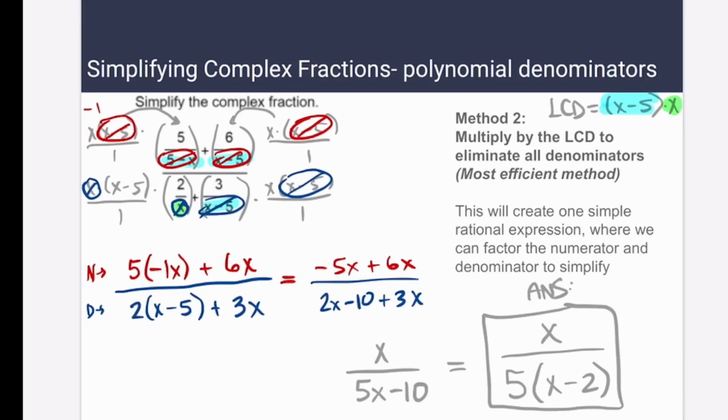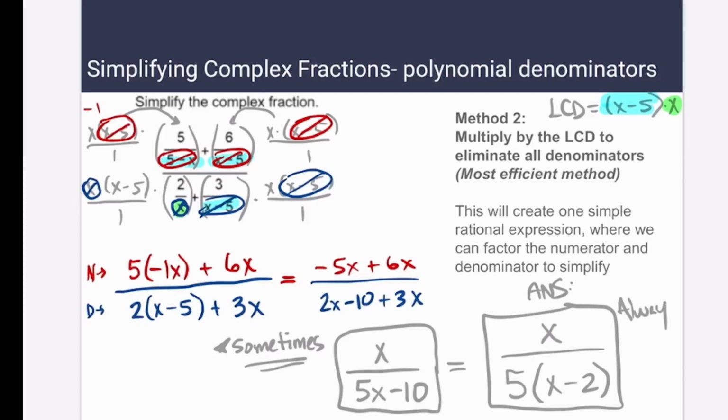Now, you can leave your answer as x divided by 5x minus 10. The key is, sometimes that won't work. So if you factor it and there is a common factor on top and bottom, you will always have to get to this point in order to be able to see those things in there. But that's how you simplify complex fractions if the denominators are polynomials.